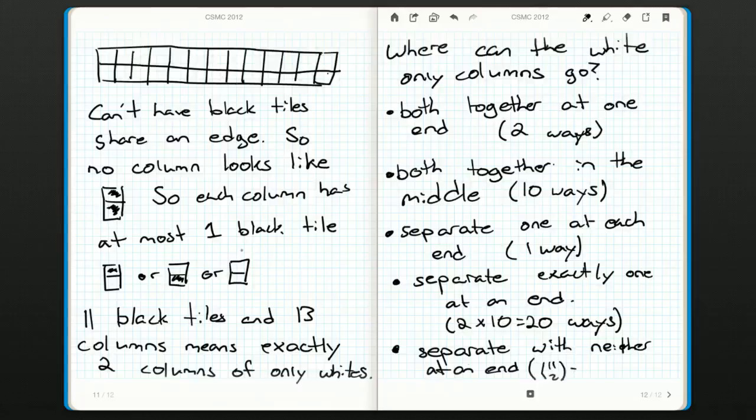Then how many ways are there for them to be together? 1, 2, 3, 4, 5, 6, 7, 8, 9, 10. Minus 10. What's 11 choose 2? So that's 11 times 10 divided by 2 times 1. So that is 55. Subtract off 10, we should get 45 ways.